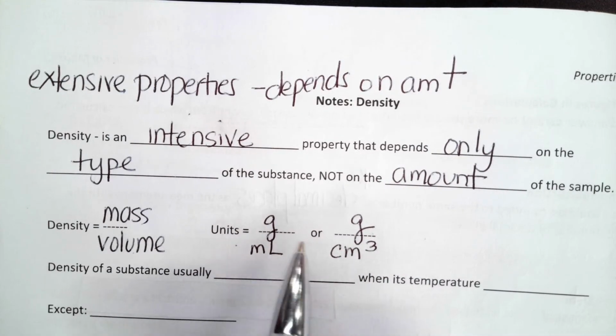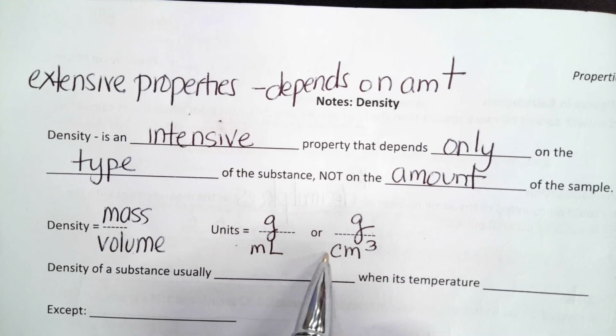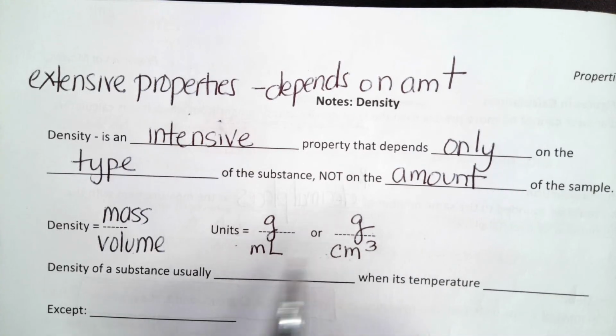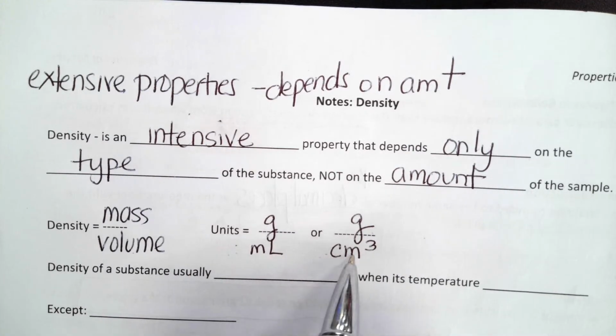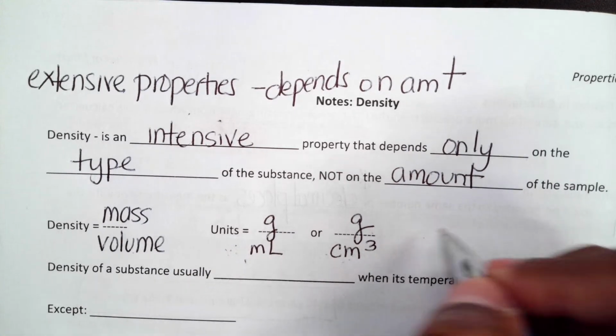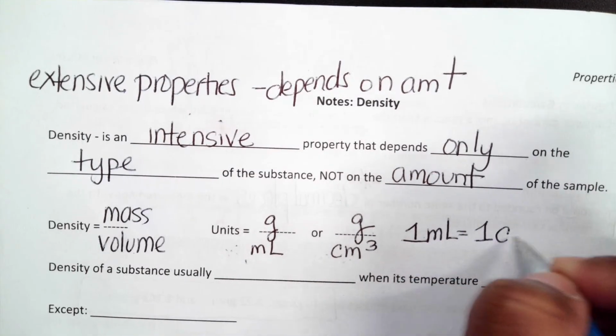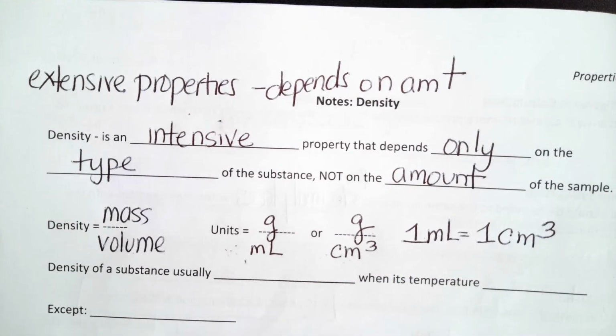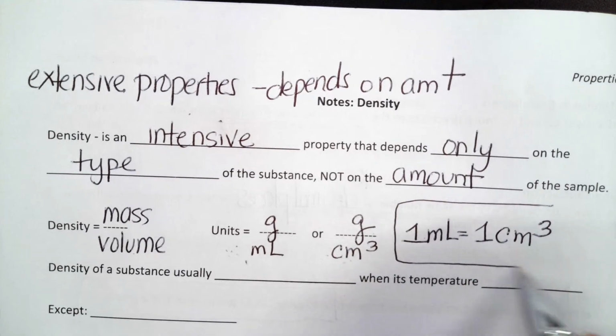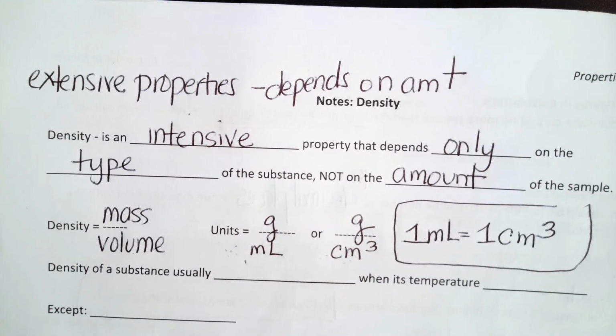1 milliliter is the same as 1 cubic centimeter. It's a 1-to-1 ratio. So let me write that off to the side: 1 milliliter equals 1 cubic centimeter. So if you have to do a density problem and it's giving you cubic units for an amount, that's the volume.